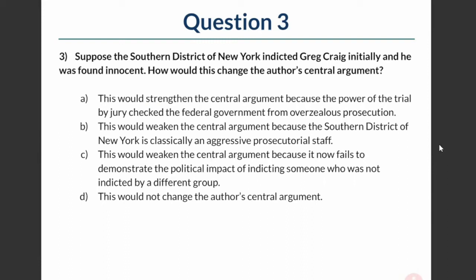And C, this would weaken the central argument because it now fails to demonstrate the political impact of indicting someone who is not indicted by a different group. And D, this would not change the author's central argument. All right, so our question's asking us to consider if the Southern District of New York indicted Greg Craig initially, and then he was found innocent. So let's look back at what the passage actually was saying.